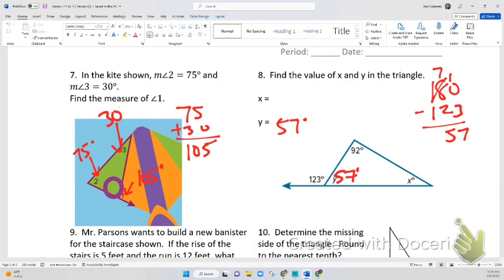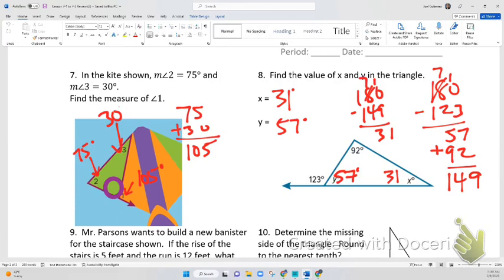All triangles add up to 180 degrees, so to find x, you simply do 57 plus 92. That gives you 149. And then all you do is take 180 minus 149. Once again, you regroup. You guys will be able to use calculators, lucky you. And then you get 31 degrees for this angle here.